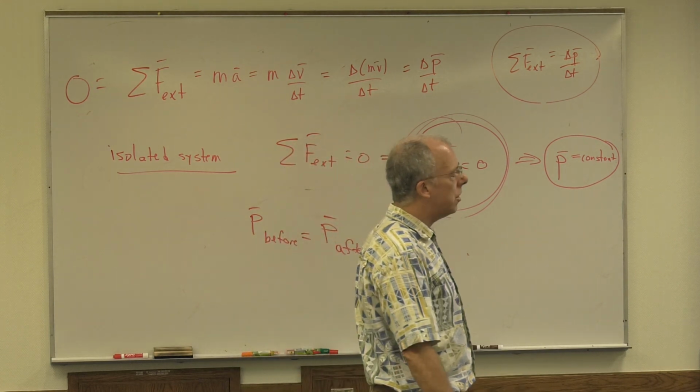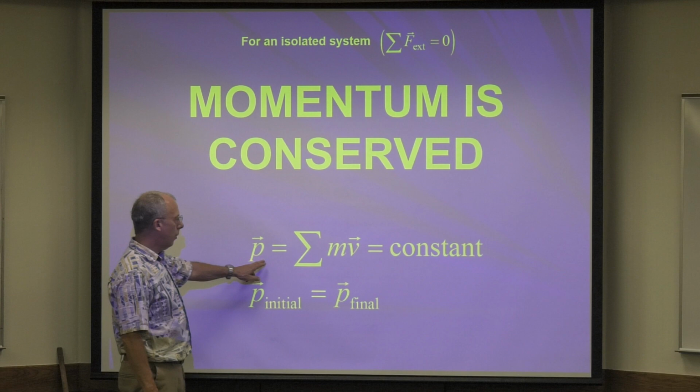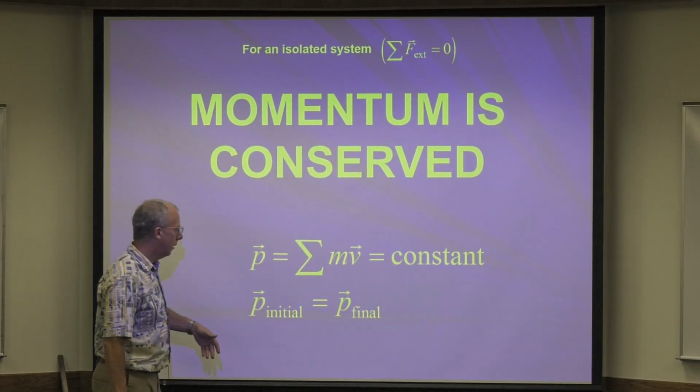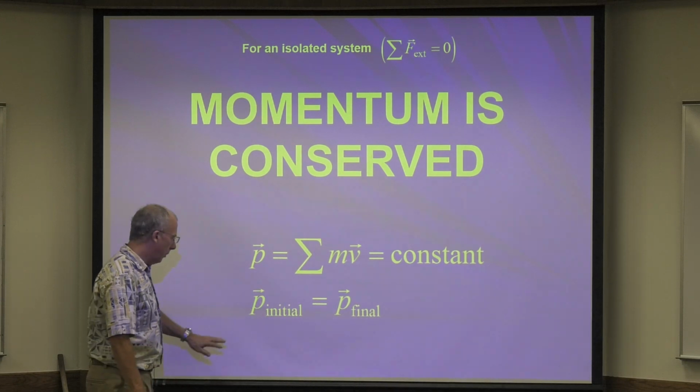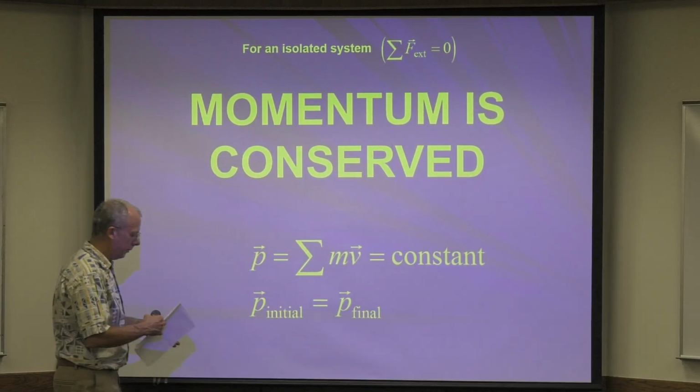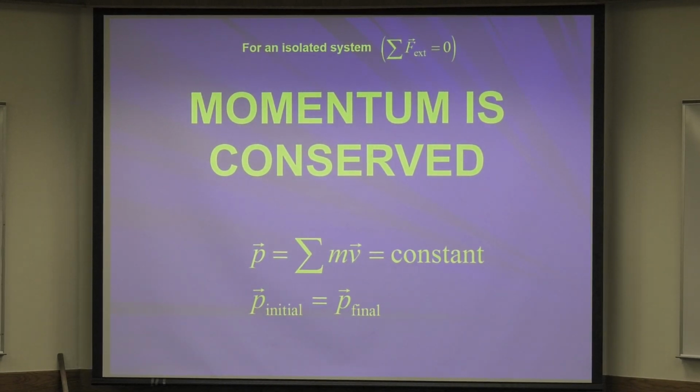So for an isolated system, momentum is conserved. So P equals mv is constant. And you can put a sum there if you want to, because you can have more than one particle. So it means P initial equals P final. Now, you have to be careful.